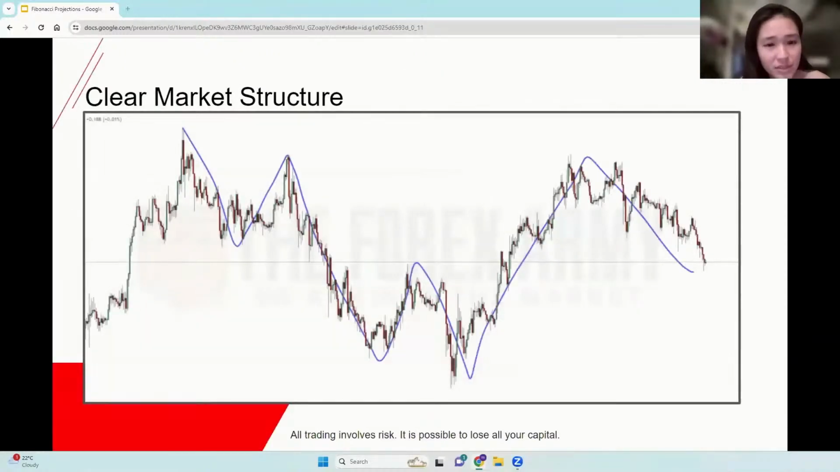So here's an example again of a clear market structure. Fib retracements can be used in both choppy and trending markets, but it is important to look for clear market structures. If you look here, there's a lot of upward and downward movements. That's what we mean by choppy and trending markets. But the main point is to make sure that your market structure is clear.